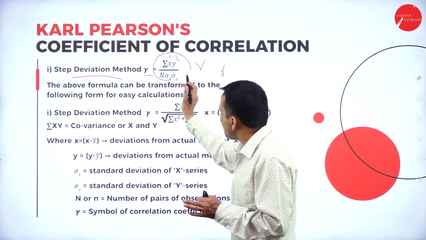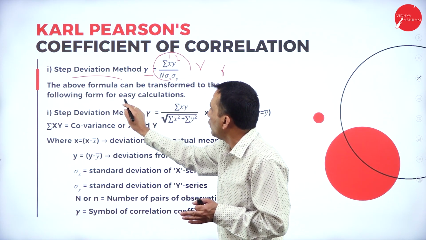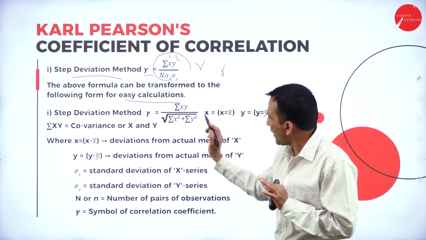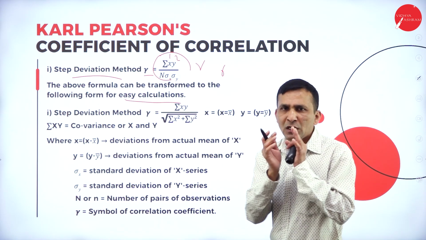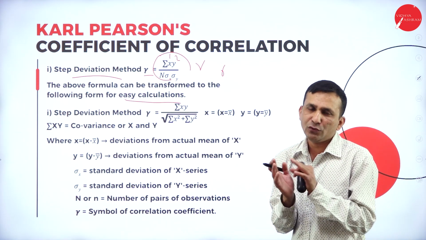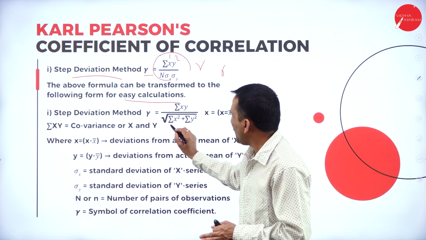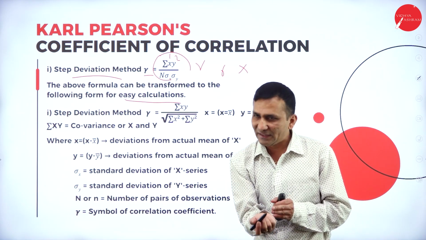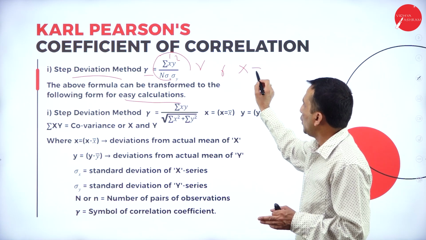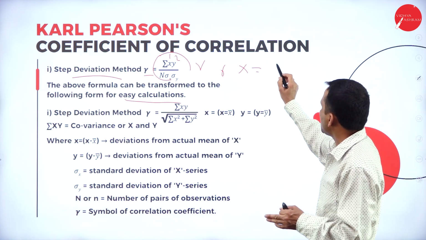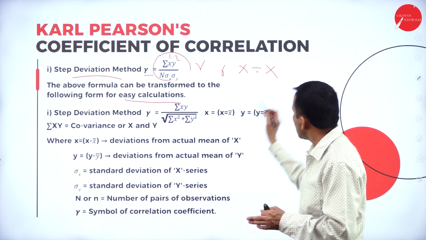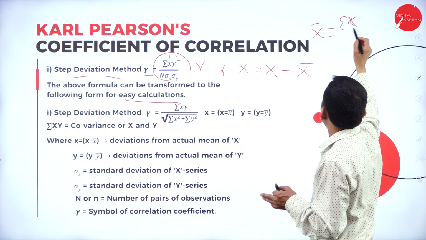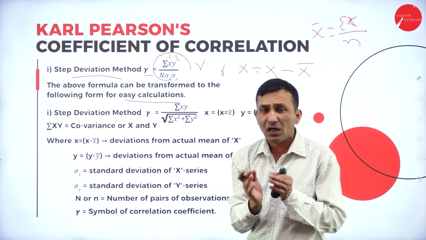To make the formula easy, the numerator we write is sigma XY. According to the formula, whatever is required, we need to construct the table. From the X series we find X square, as in the direct method. To find the X value under the step deviation method, the formula is very simple: from the X series we subtract X bar. The X bar formula is sigma X divided by n, in the case of discrete ungrouped data.